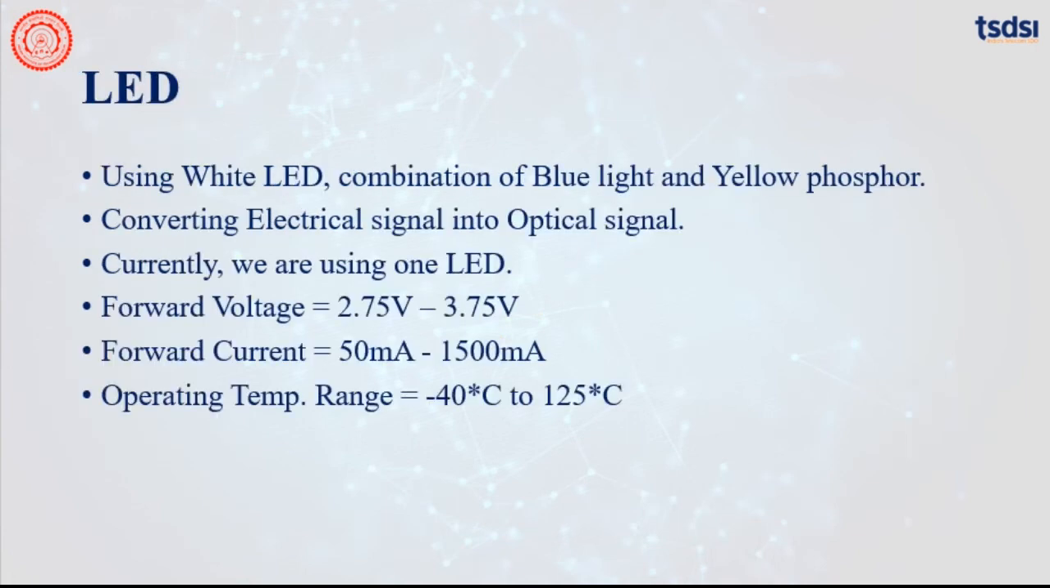Coming to the next slide, which is for the LED. Currently I am using a white LED, a combination of blue light and yellow phosphor component. This LED converts the electrical signal into an optical signal. The minimum requirement for driving the LED is a forward voltage of 2.7 volts and a forward current of 50 milliamperes. Here the operating temperature range for the LED is also defined.